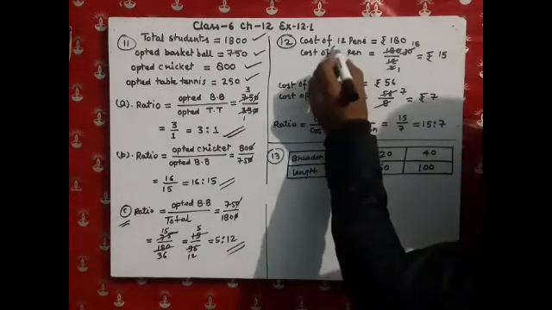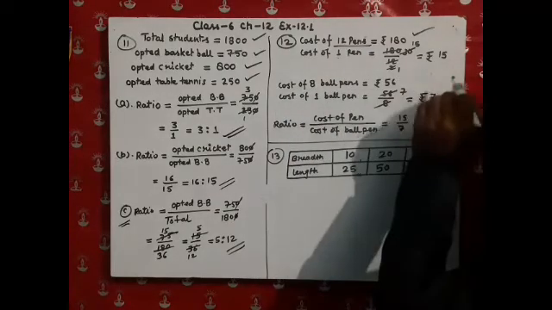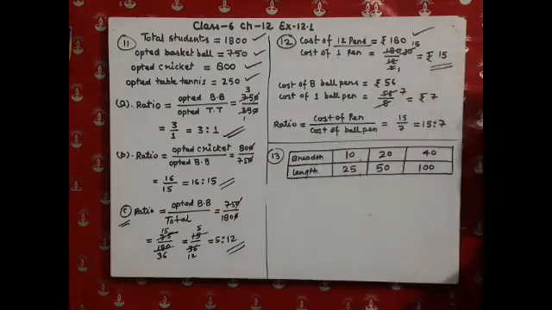So here the cost of 12 pens is given as 180. So for the cost of 1 pen we have to divide it by 12. So it becomes rupees 15.